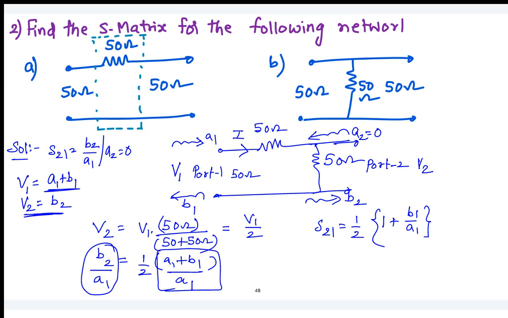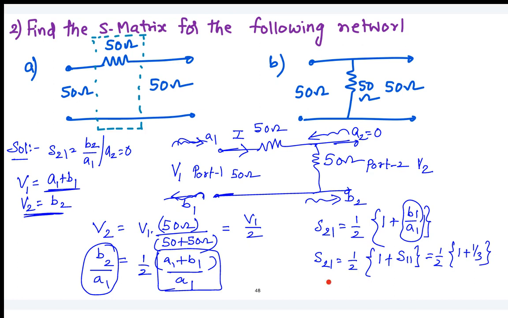So what is the value you are getting? S21 is equal to 1 by 2 times 1 plus B1 by A1. B1 by A1 is the reflection at port 1, which is nothing but S11. We have already found the reflection coefficient, right? Just now before, you already got the value equal to 1 by 3. If you substitute that, what is the value you are going to get? 2 by 3. So two parameters you are able to define: S11 is equal to 1 by 3 and S21 is equal to 2 by 3.